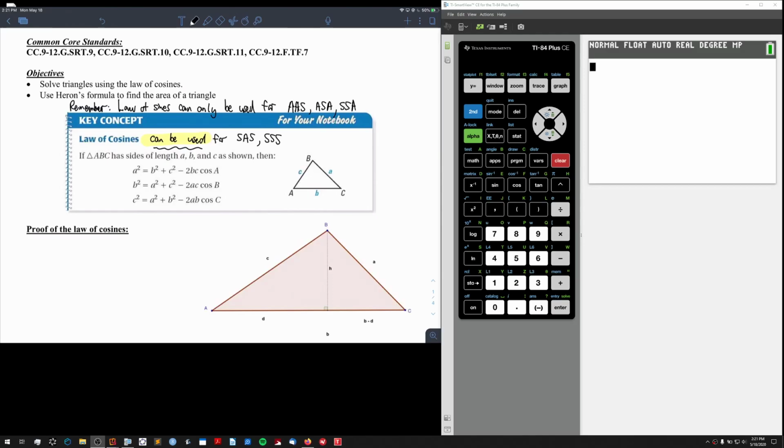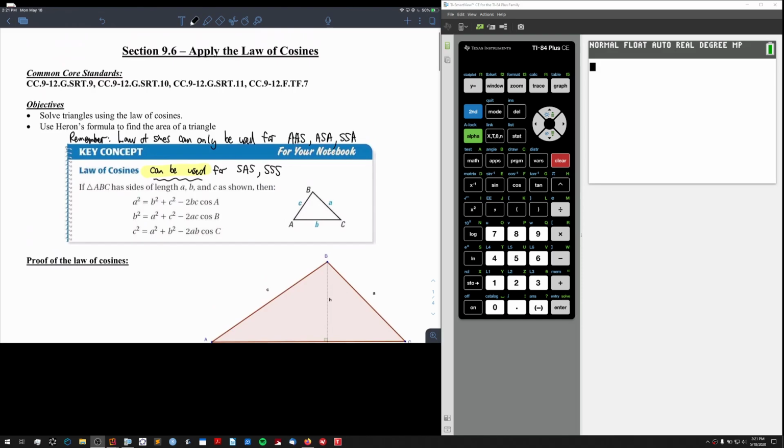Hi guys, so let's talk about section 9.6, which is about the law of cosines. Okay, so the last two lessons were about the law of sines, and you might ask yourself, well, if I already know how to solve a triangle with law of sines, what do I need more?